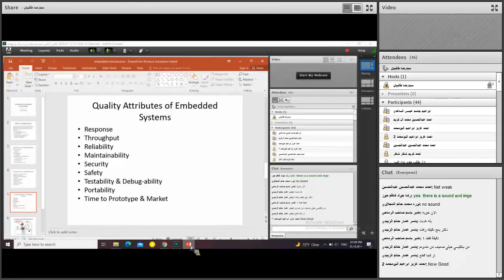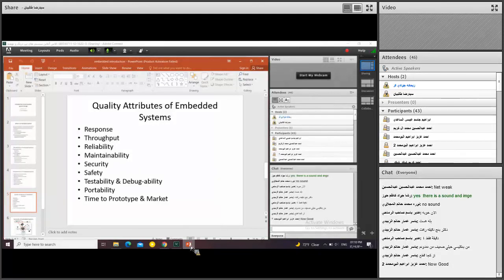And throughput, it means the speed of producing output for the embedded system. Reliability, it means that the embedded system can work in different situations, in different places, in different environments, and produce good or proper output. Then we can call this system a reliable system.